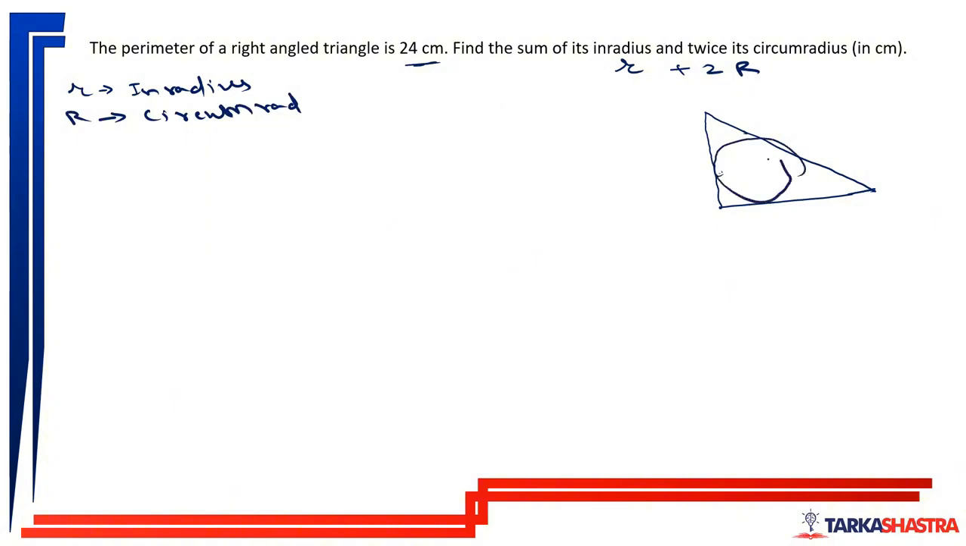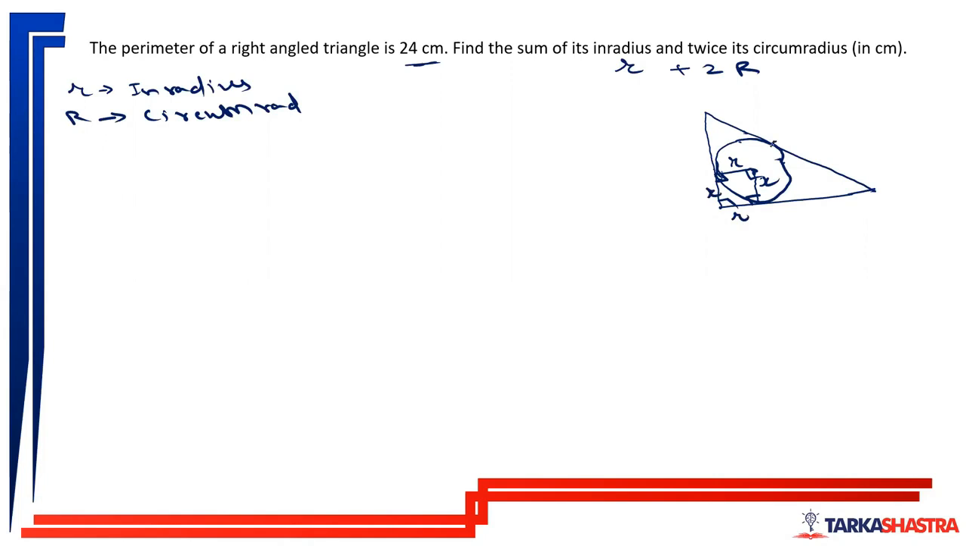Now let us draw an incircle. So the incircle will look something like this. This is the center. This is the inradius r. This is the inradius r. This is 90. This is 90. This is already 90 because it is a right angle triangle. So it becomes a square. So if this is r, this is also r. This is also r.